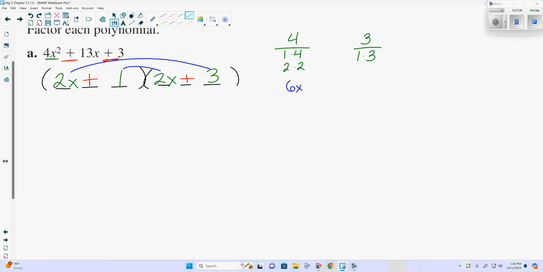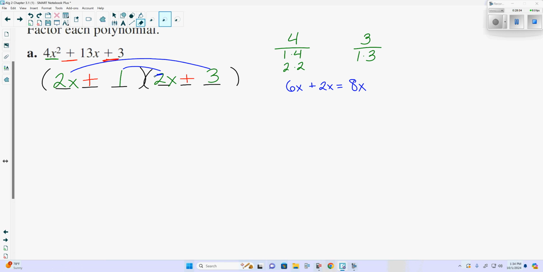1 times 2x. 3 plus 2x. And 6x plus 2x is 8x. Is that the middle term we wanted? No. So the first thing we could possibly do is switch the 1 and 3. Would that do anything for this here? No, because it'd still be 2x times 3 and 1x times x, or 2x times 1. Doesn't really change. But that's mainly because the first two terms are 2 and 2.